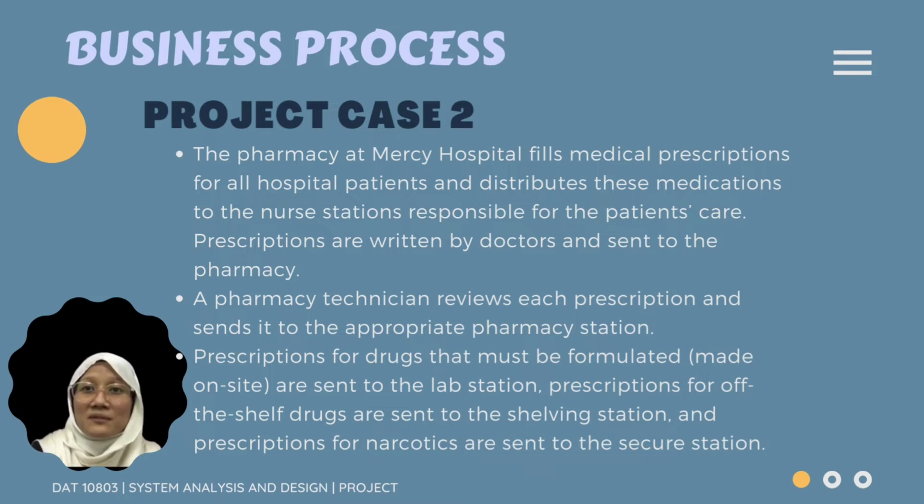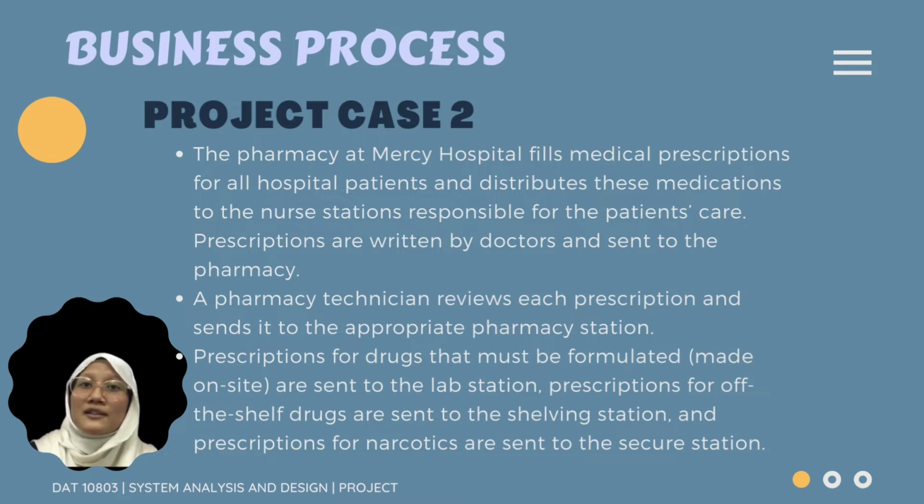Prescriptions for drugs that must be formulated on site are sent to the lab station. Prescriptions for off-the-shelf drugs are sent to the shelving station, and prescriptions for narcotics are sent to the secure station. In this case, the order may be filled, or the doctor may write another prescription depending on the outcome of the discussion. Once filled, a prescription label is generated listing the patient's name, the drug type and dosage, the expiration date, and any special instructions.